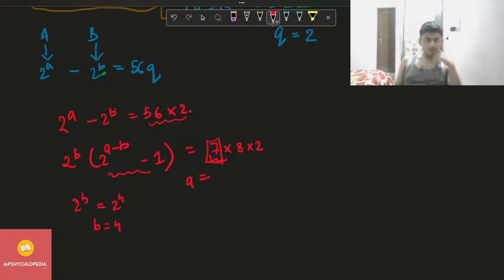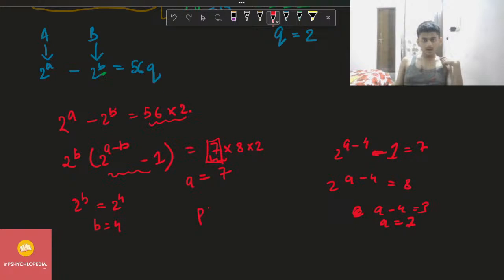What is a equal to? 2 to the power a minus 4, whole minus 1, is equal to 7. So 2 to the power a minus 4 is equal to 8. So a minus 4 is equal to 3, and a is equal to 7. So a came out to be 7, and now what will be the value of p? We also have to find the value of p. p was nothing but the product of both the roots of the initial equation, so that will come out to be 2 into 13, which is 26.